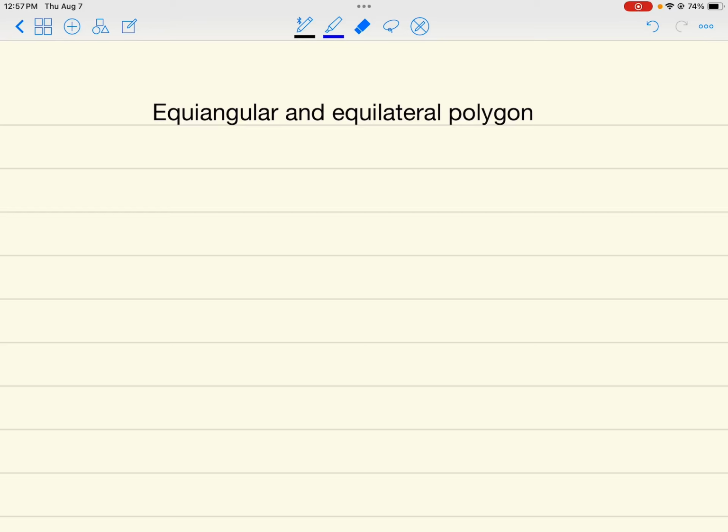Today we're going to learn what the difference is between equiangular and equilateral polygons. So let's start with equiangular. So this means equal angles.